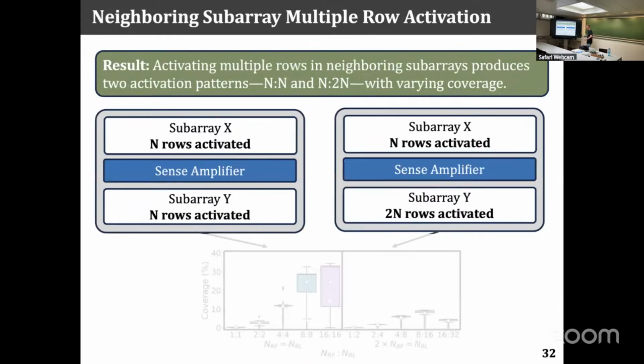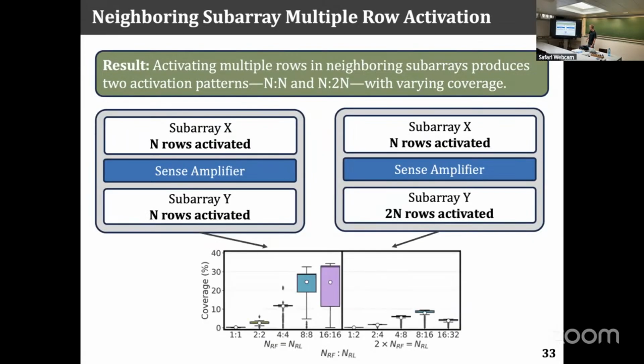And the main result they achieved is that there are 2 distinct patterns of activation. Either in the top subarray and the bottom subarray, n rows get activated, so the same number of rows get activated in both subarrays, or the bottom subarray has the double amount of rows activated. And what you can see here on this plot is basically the coverage, so how many of these row pairs result in what activation pattern, so how many rows really get activated. And you can see that, for example, the 16 by 16 activation pattern, so 16 rows got activated in the top and 16 got activated in the bottom, is the most likely here across all the chips tested.